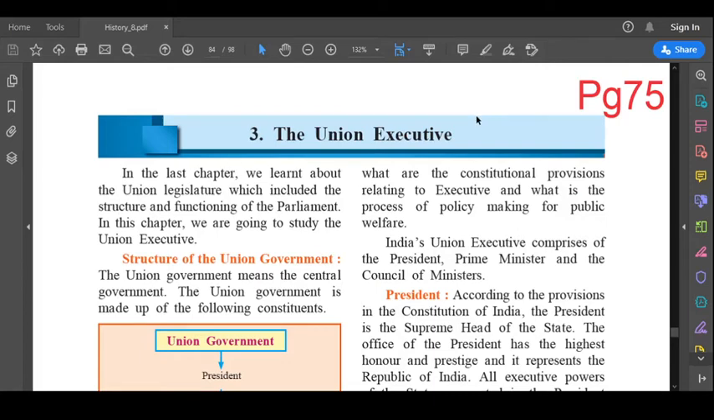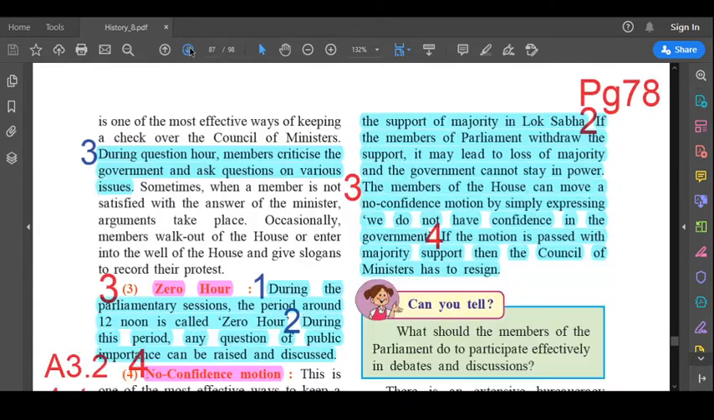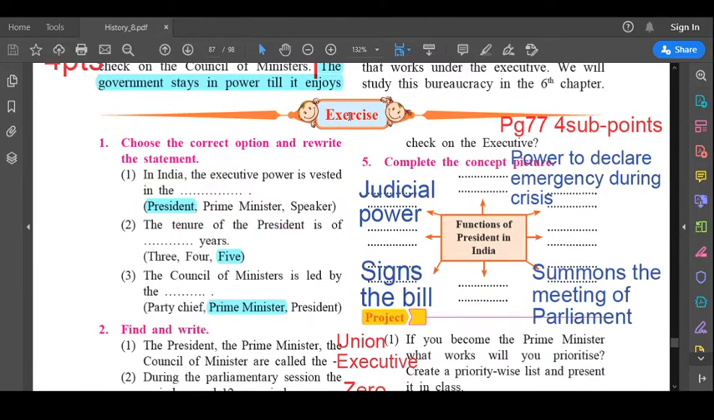Standard 8th, Civics, Lesson number 3, the Union Executive. Students, today I am going to give you all the textual question answer markings of this lesson. So open your textbooks to page number 78. We'll see the exercise at the end of the lesson.